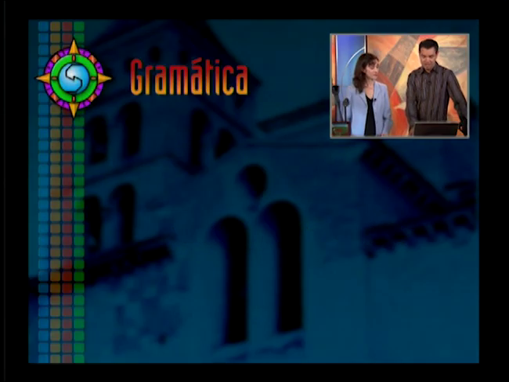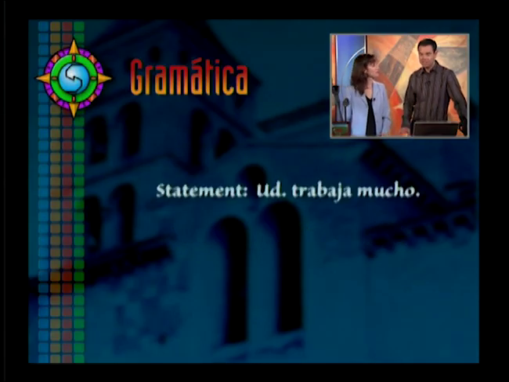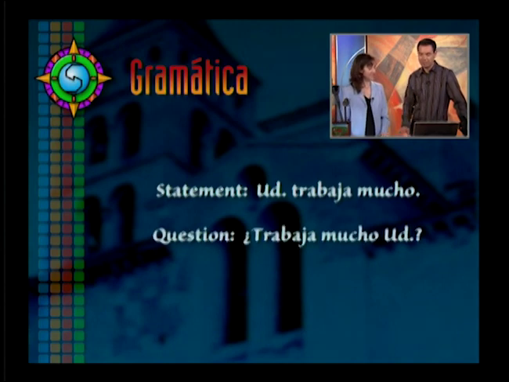Let's try another one. And this statement says, usted trabaja mucho. Usted trabaja mucho. You work a lot. Sí. Muy bien. Ahora, una pregunta. So let's form a question with that. And that would be what, Kathy? ¿Trabaja mucho usted? Okay, I noticed that the subject pronoun has changed from the beginning to the end in the question. Is that pretty common? Yeah, that's the pattern.